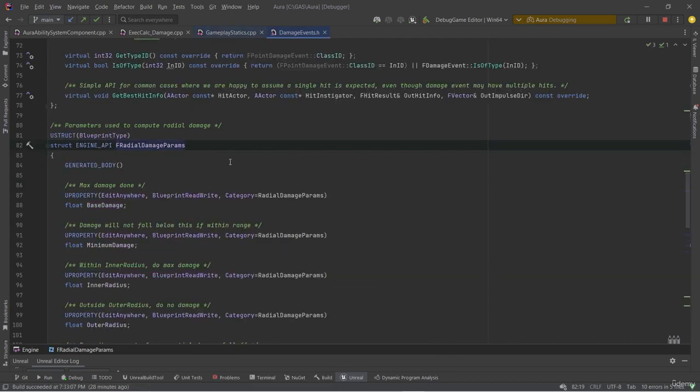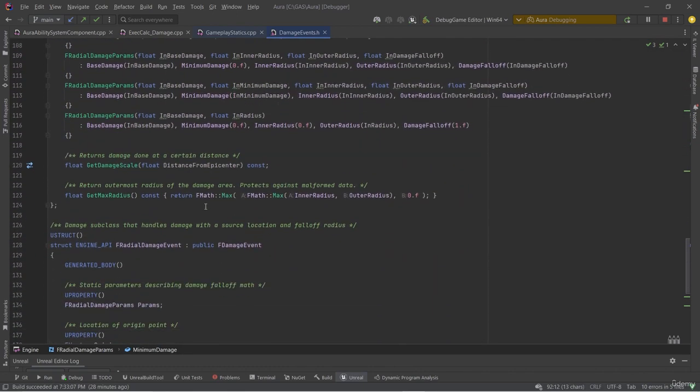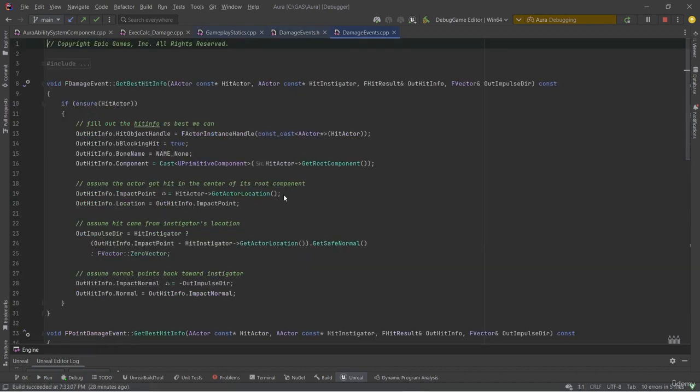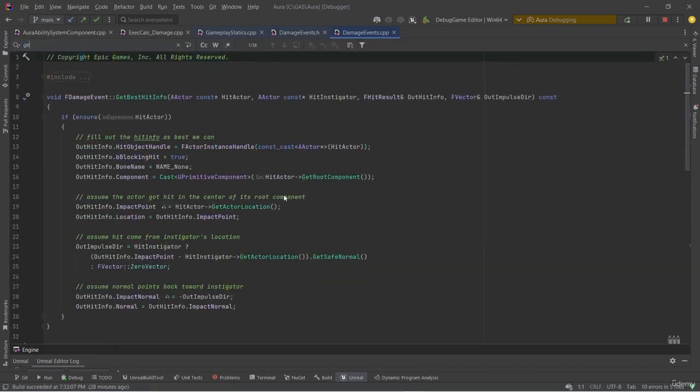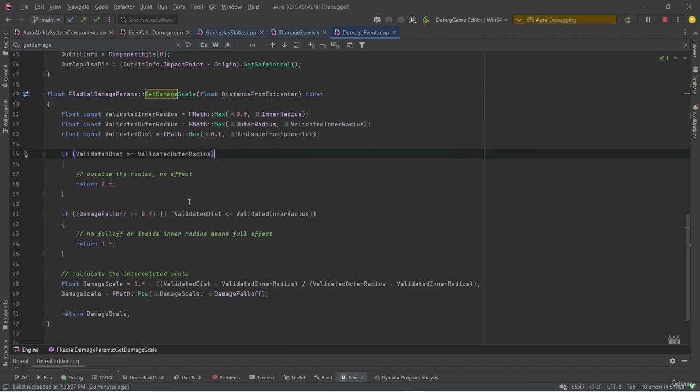If we go to this, we see that it has these base damage, minimum damage, these parameters, right? And it also has get damage scale, which returns the damage done at a certain distance. This is defined in damage events. If we look for get damage scale, it has a distance from epicenter, and it checks the damage fall off here. It sees if it's equal to 0, then it says no fall off, or inside inner radius means full effect. It returns 1. This is a scale, by the way, so we're scaling damage by this.